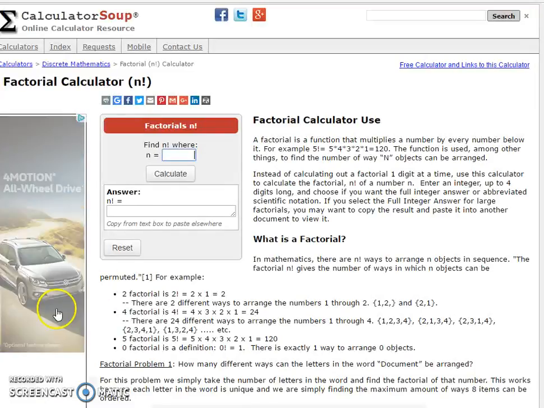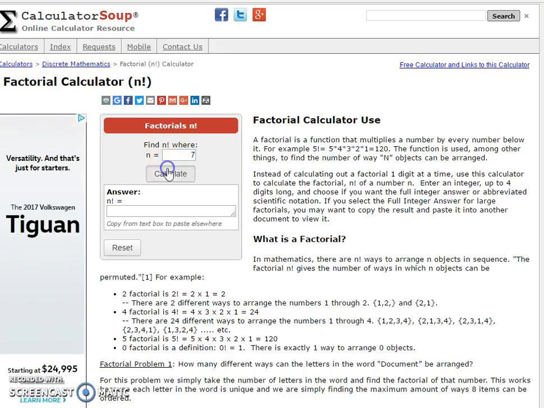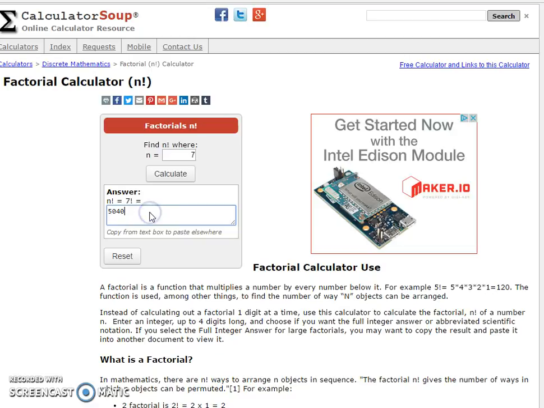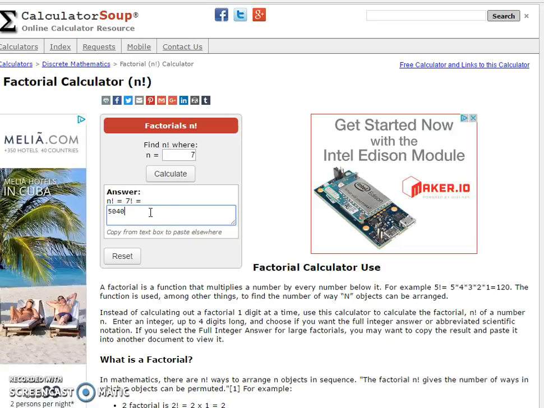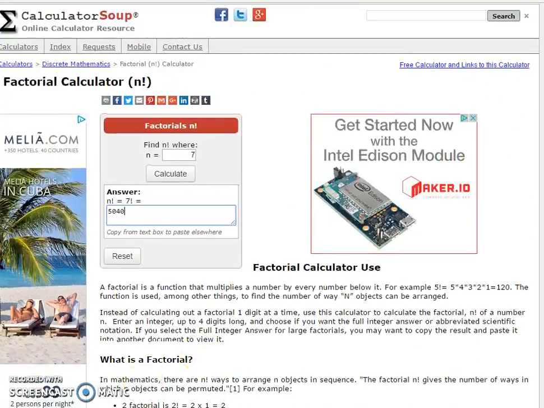So I'm going to include this link. This would be if n is 7, it will calculate 7 factorial, which is 5,040. 7 times 6 times 5 times 4 times 3 times 2 times 1. It'll also walk you through exactly what a factorial is.